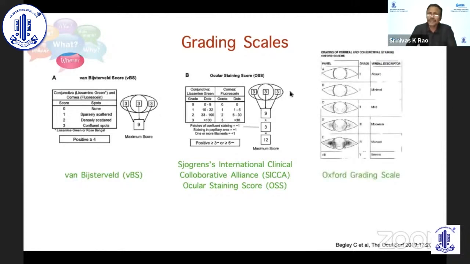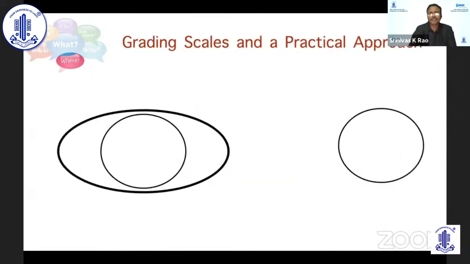Then came the Oxford grading scale, where you have a series of photographic plates that you put up next to your slit lamp, and then you compare your patient's staining with this to grade them from 0 to 5. And there are yet many more patterns of staining or grading. So this basically looks at the density of staining. For practical purposes, while we do need some kind of a scaling score, it may not be possible to go into that much detail where they actually count the number of staining spots.